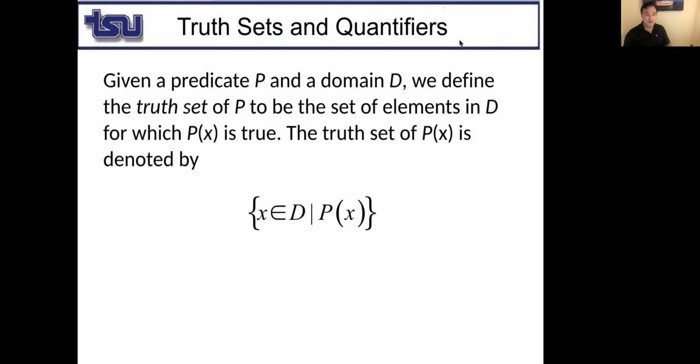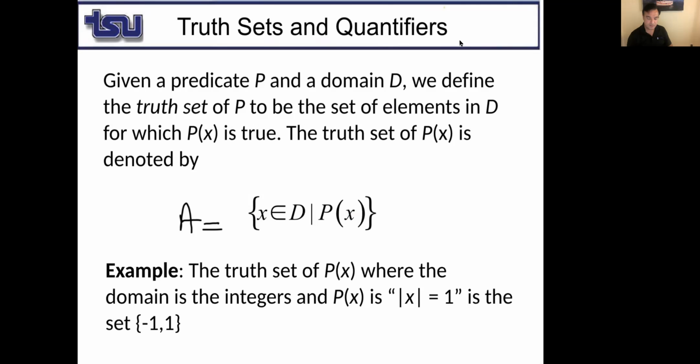Well, what does this mean? This means, for example, if I say A is a set that consists of all x from domain D, okay, for which P(x) is true. P(x) is a propositional function. It's very simple. Look here. This is called a truth set. A truth set of P(x) is denoted by this: all possible elements in a domain for which P(x) is true.